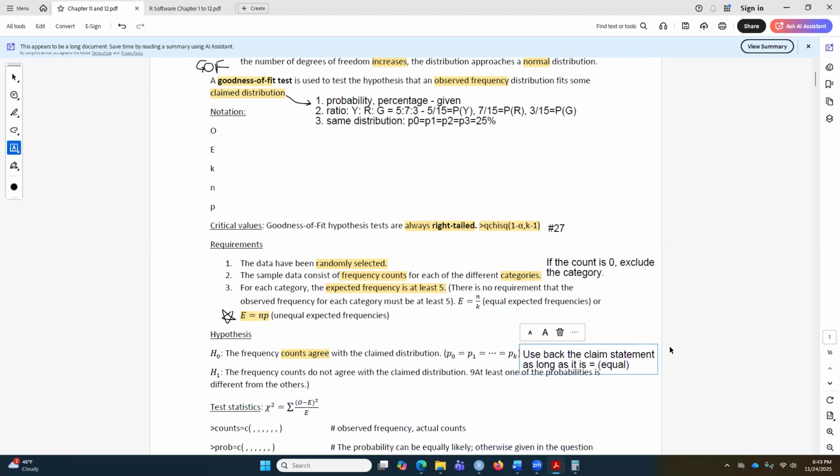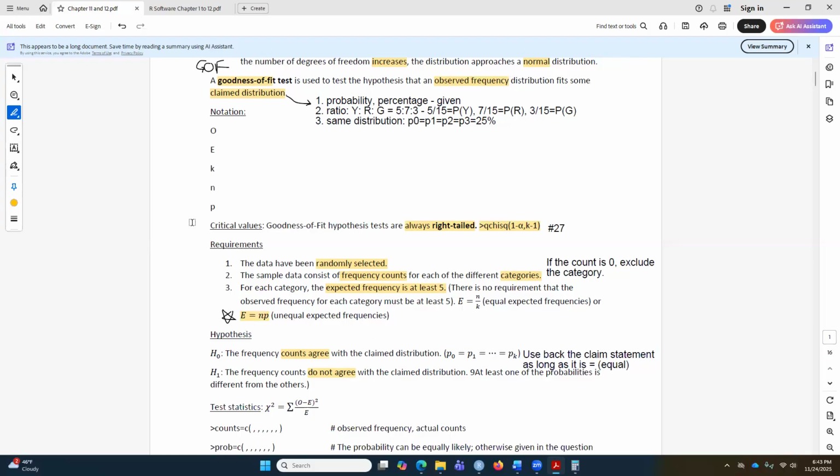So if sometimes a claim statement is not equal, this is where the alternative comes in. For this case, it will be not equal. We don't do less than, we don't do greater than. Make sure you know that we only do equal and not equal. Depending on your claim statement, if it says equality or has equal, make sure you put it in the null. If a claim statement tests for inequality or not equal or not the same or it's different, then make sure you put it in the alternative hypothesis.